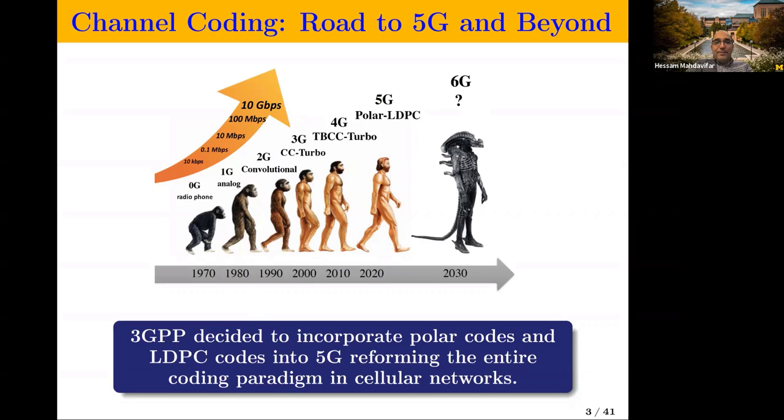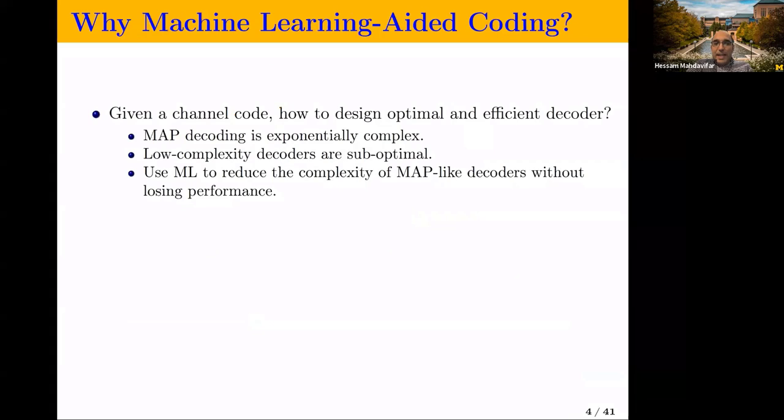Now, speaking of the topic of this talk, which is machine learning aided coding. Given all these advancements in the past seven decades, there are still some fundamental problems that we don't have universal solutions to. One is how to design an optimal and efficient decoder. We know that MAP decoding is the optimal decoder, but it is in general exponentially complex, and we have low complexity decoders that are suboptimal.